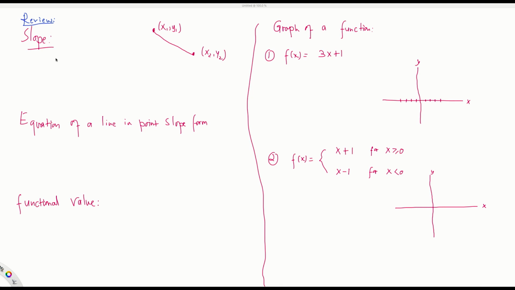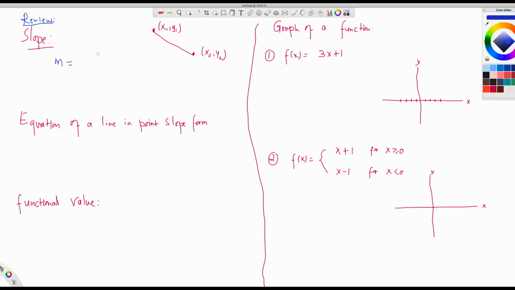We denote the slope by m, right? And the formula for m is y2 minus y1 over x2 minus x1. That is rise over run, right? Or you can write it this way too, it is the same thing: y1 minus y2 over x1 minus x2. You can do it that way too.